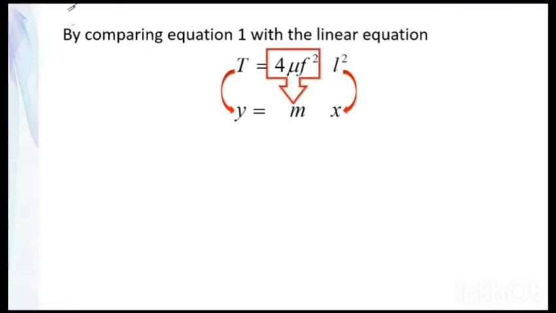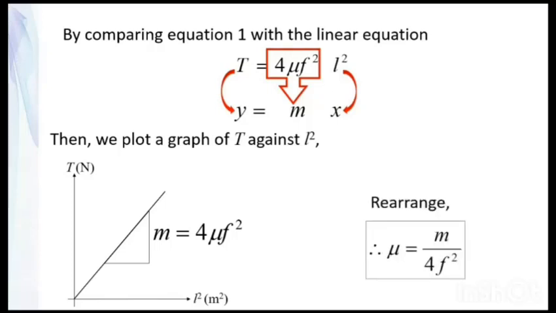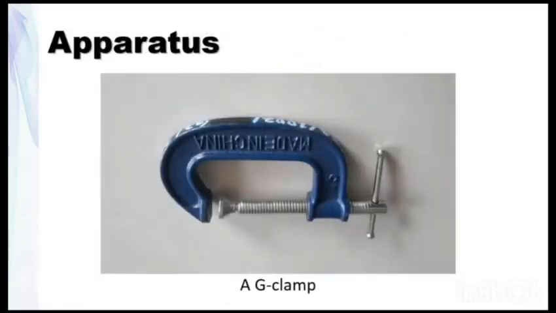By comparing equation 1 with the linear equation, we plot a graph of T against L squared. We will obtain a linear line graph as shown. The gradient M is 4 mu F squared. Rearrange, mu is equal to M over 4 F squared.